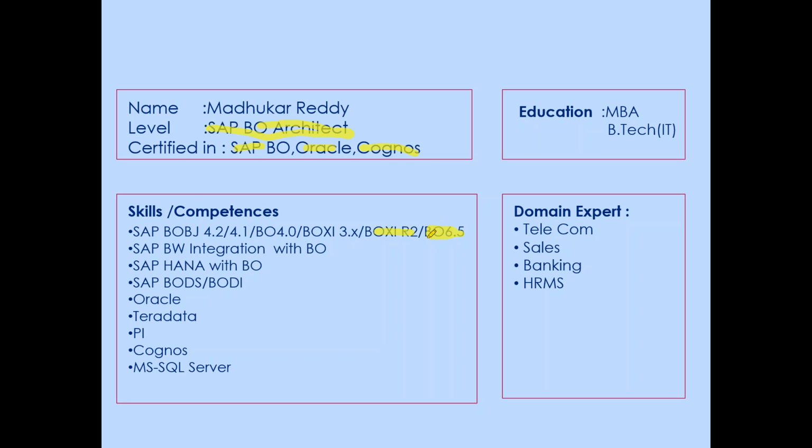After 6.5, I moved to different versions: XI R2, 3.0, 3.1. I worked with 4.0. Later I moved on to the latest versions of BO, 4.1 and 4.2. Currently, most of the projects are using 4.1 and 4.2.